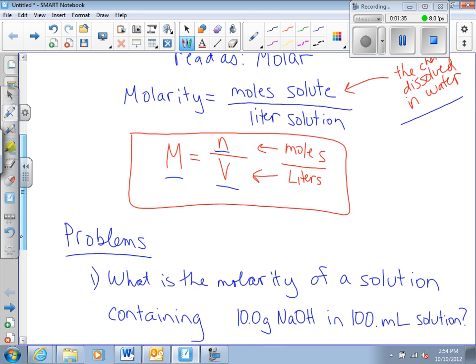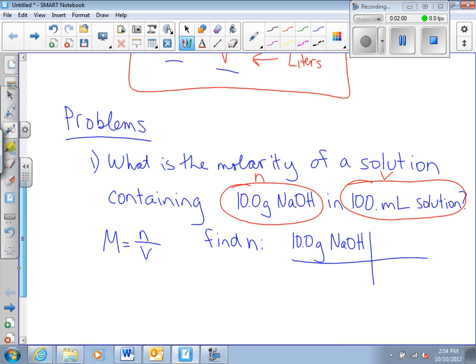So let's do a problem. In this first problem, we want to know what's the molarity of a solution containing 10 grams of NaOH in 100 milliliters of solution. So we have to think about this 10 grams here and the 100 milliliters. Noting that the 10 grams we can convert to moles. And right here, this milliliters, hopefully you recognize that that's a volume. So we're going to use the equation: molarity is n over V. We need to find moles.